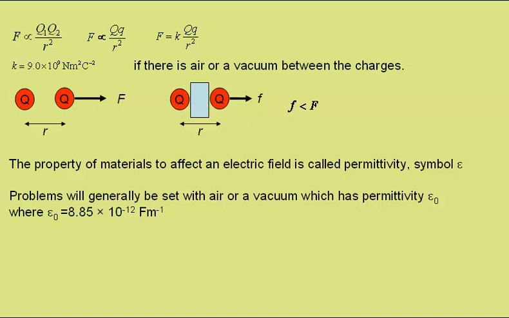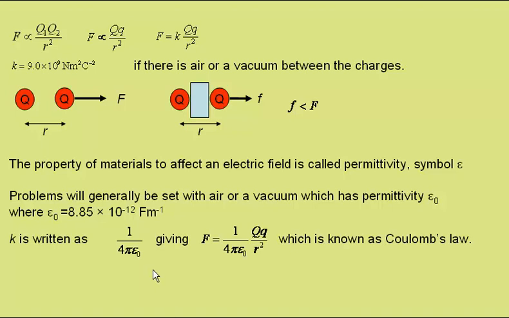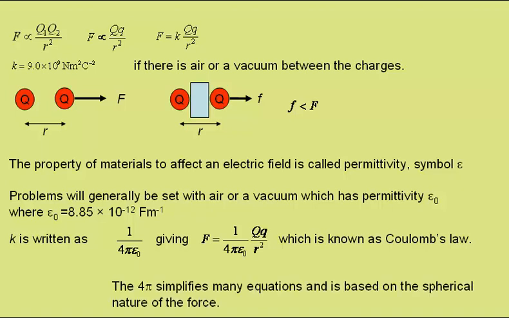Gravitational fields have no property similar to permittivity, and the force between two objects is not affected at all by the material between them. Just to complicate matters further, k tends to be written as 1 over 4 pi epsilon naught, and if we substitute into the expression here, we get this. This is known as Coulomb's law. The 4 pi simplifies many equations and is based on the spherical nature of the force.